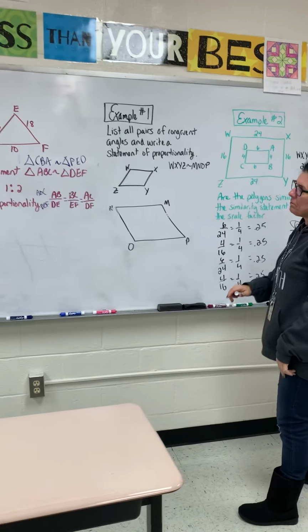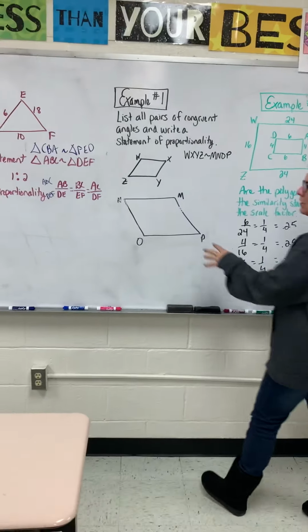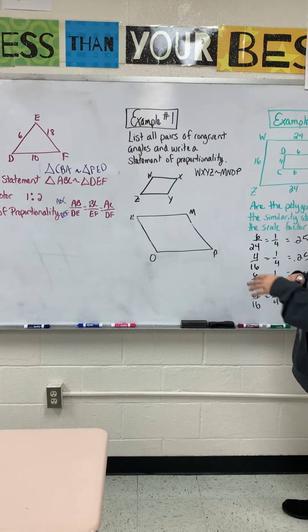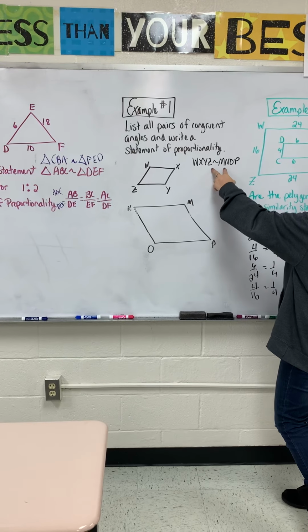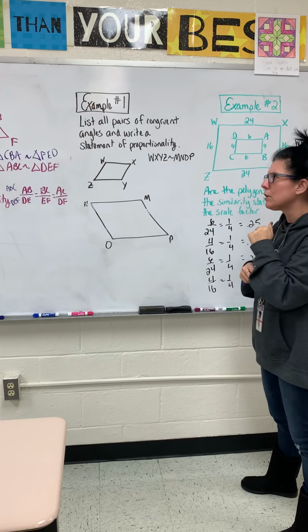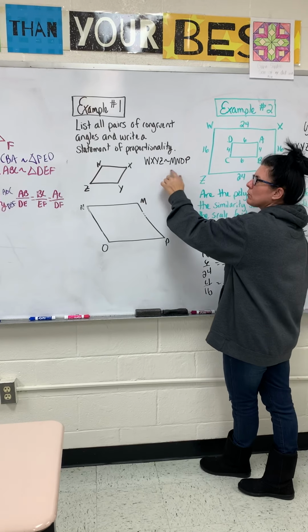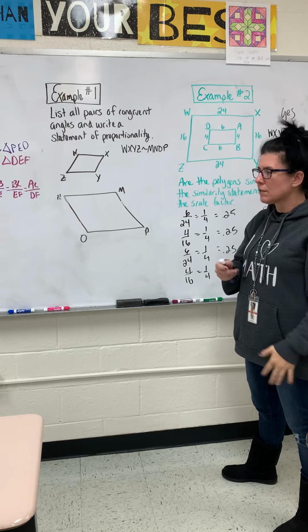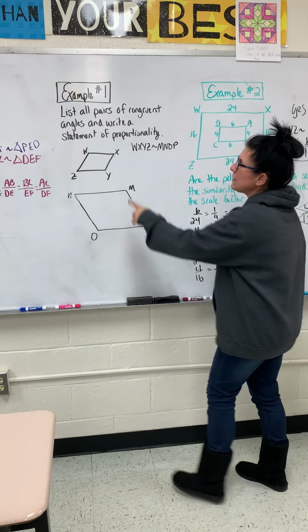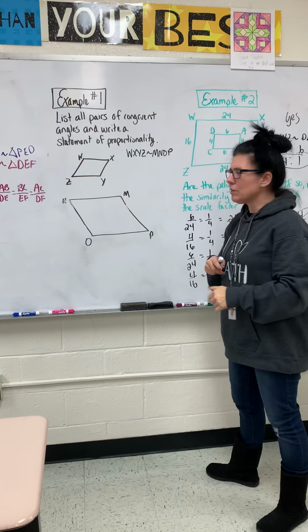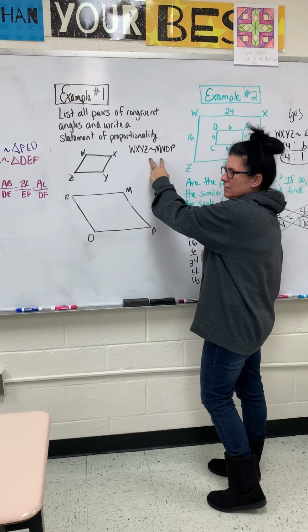Look at example 1. We're given a picture, or a smaller picture and a bigger picture, and you're also given a similarity statement. I want you to notice the difference between this one and the one we just talked about a minute ago. Because these are quadrilaterals, you're going to have 4 vertices to label it with instead of 3, obviously, from a triangle. It says list all pairs of congruent angles. You could use your picture. It's much easier to use this.